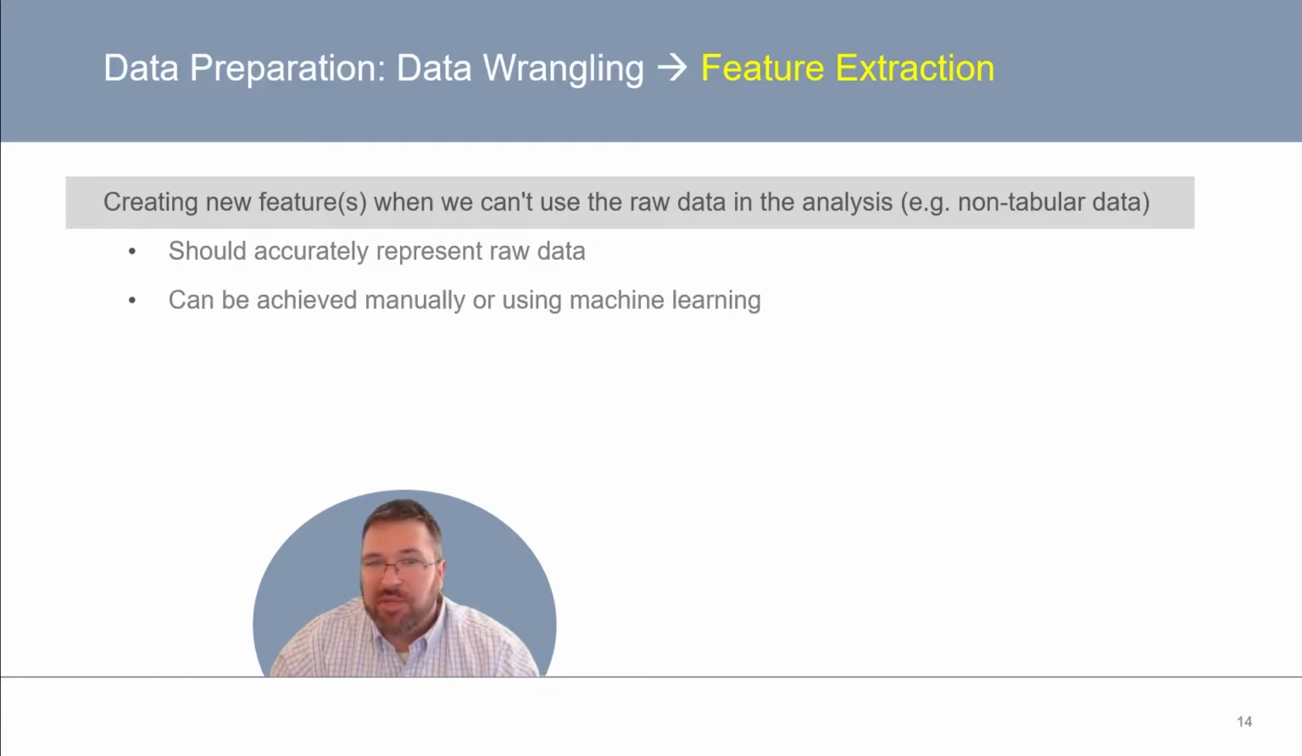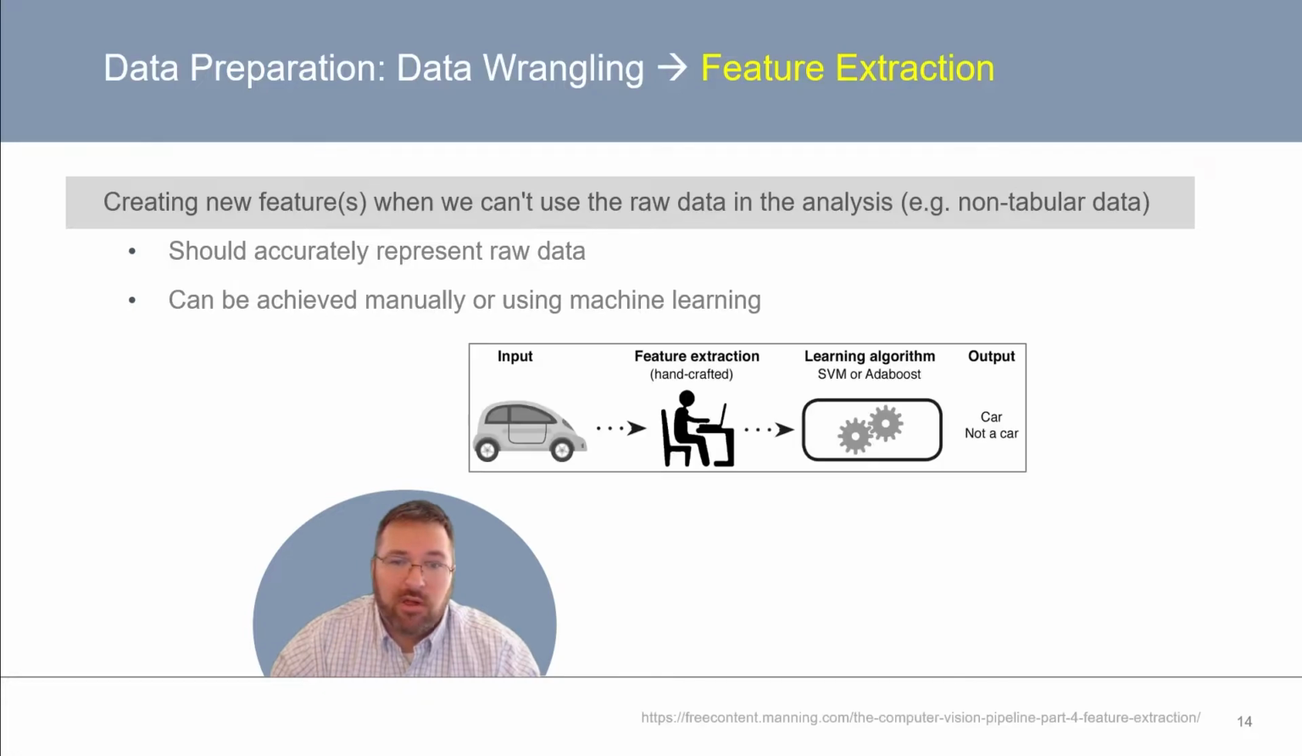Feature extraction can be achieved manually, or it can be automated using machine learning. For example, a researcher could manually craft features from input data, such as the image of a car, to pass downstream for machine learning analysis. This could be features like the number of wheels, the color of the car, etc.